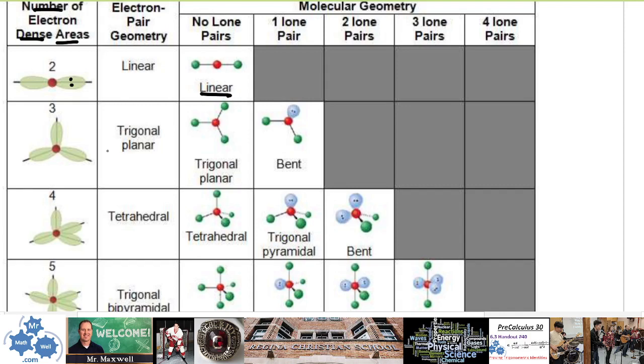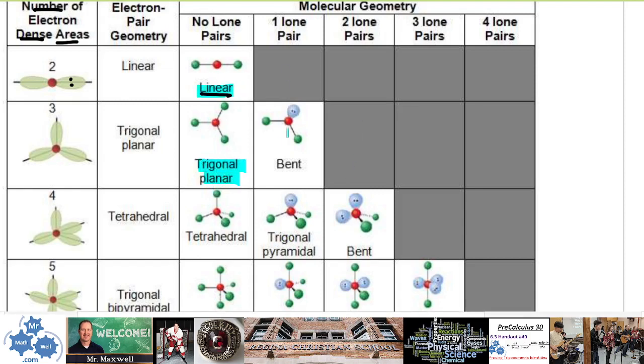All right, so what if we have 3 electron-dense areas? So this is either 3 bonds or 2 bonds and a lone pair of electrons. If we have 3 bonds, so that means we have an atom here bonded to 3 other atoms, then this will spread out in 3-dimensional space, sort of like a peace sign or something. They'll all be spread out exactly the same distance apart in space, and they'll all be on the same plane. We call this trigonal planar.